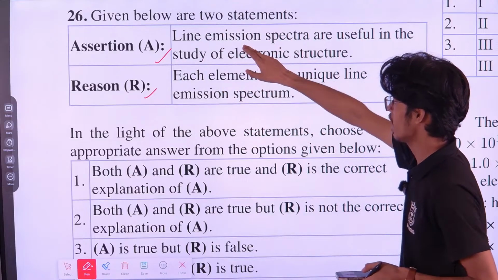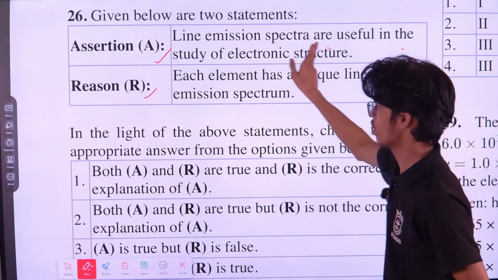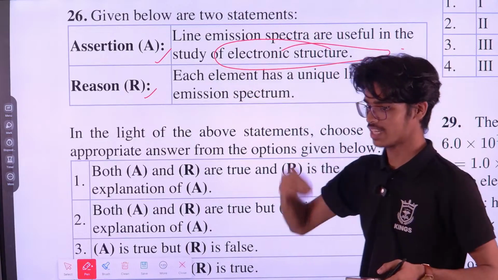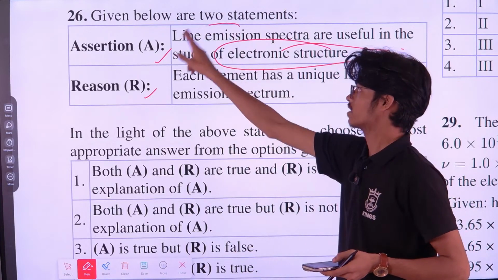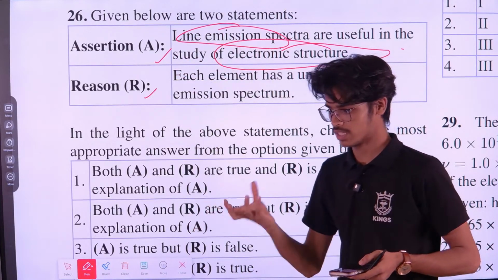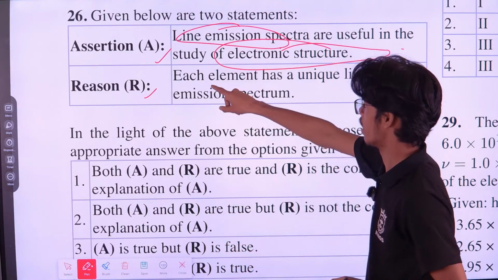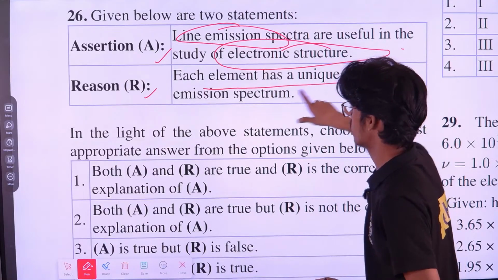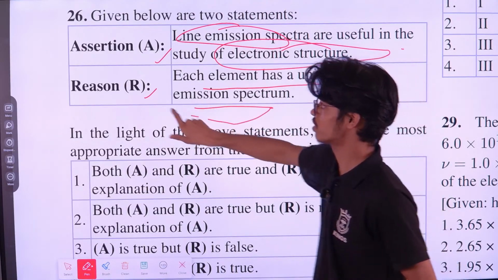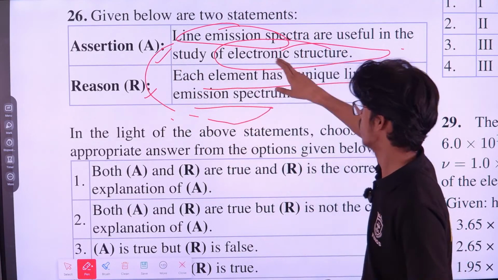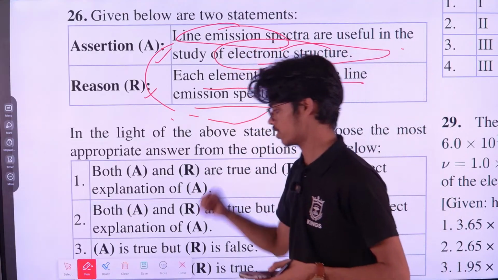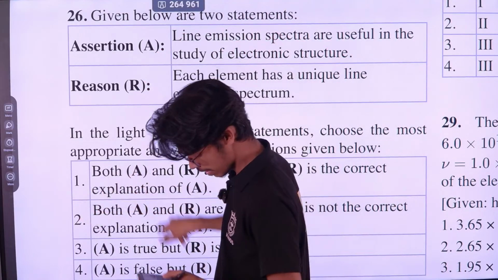Line emission spectra are useful in the study of electronic structure. Yes, we get to understand the electronic structure by understanding the line emission. The emissions which are coming out, we have to understand their behavior. And why? The reason is each element has a unique line emission spectrum. That's why we are able to study the electronic structure by this line emission. So 1 is the right option.